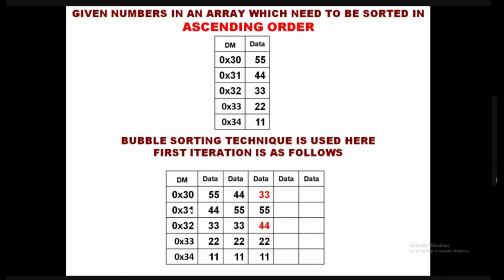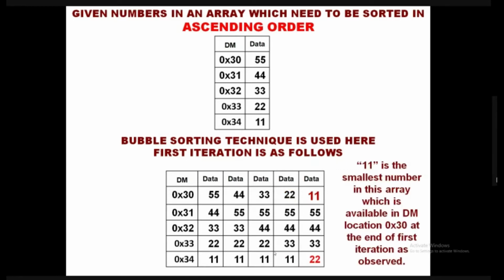And 33 and 44 is done. Then this 33 is compared with the 33rd memory location, which is 22. So 33 and 22 need to be compared, and 22 is the smallest number. Hence 22 will come to the 30th memory location, and 33 will come to the 33rd memory location, as you see here. And finally, the fourth comparison with the last number: 22 and 11 need to be compared, and 11 is the smallest number. 11 will come to the first location.